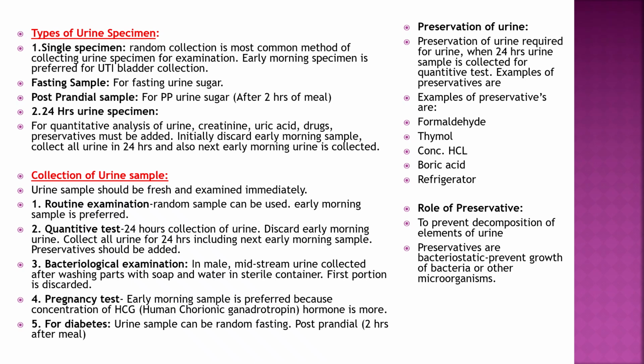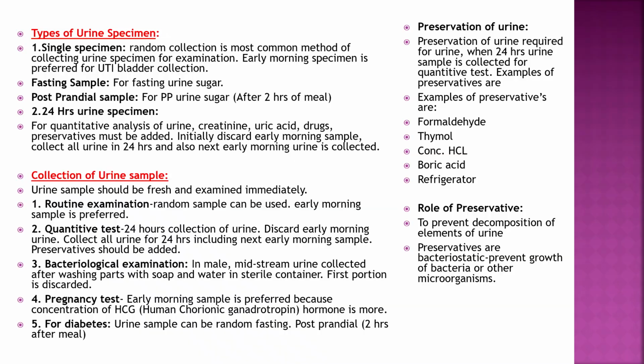So for 24 hours sample, there may be chances of overgrowth of microorganisms. So to prevent that, we have to add preservatives in the urine. So they are either formaldehyde, thymol, concentrated HCl, boric acid, or you can keep that in a refrigerator. So the role of preservative is to prevent decomposition of the cells of the urine, and to prevent overgrowth of the microorganism.